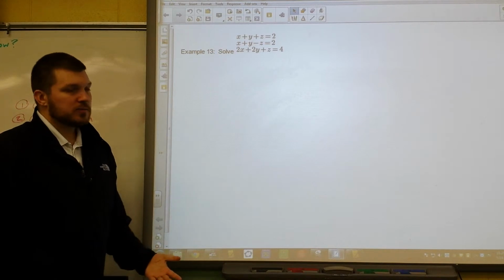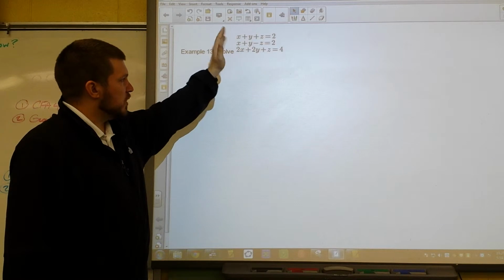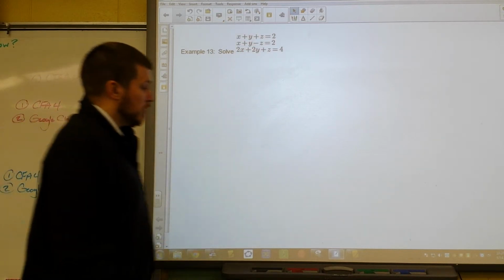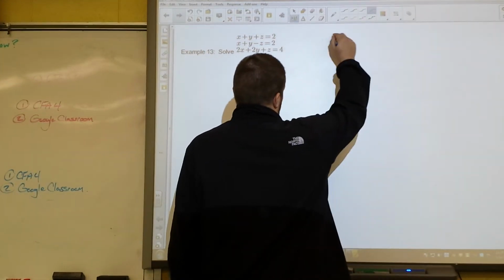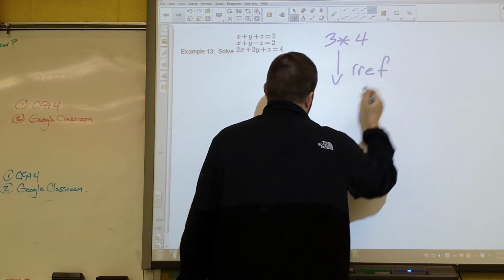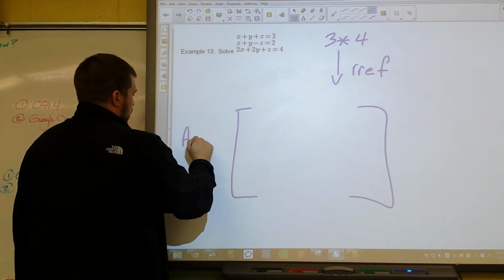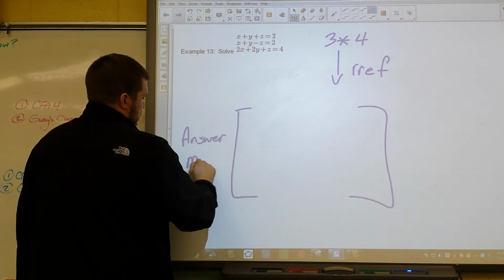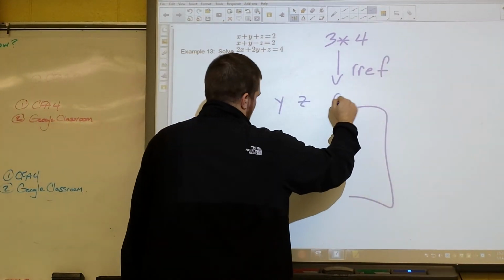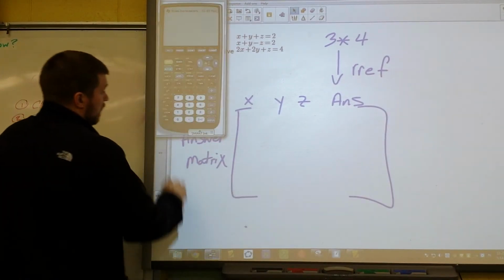Example 13. Again, I'm going to use a matrix. Looks like everything's lined up correctly. All my variables on the left, x, y, z, are lined up nicely, and all my constants on the right are lined up nicely. So I'm ready to use my matrix. I know it's going to be a 3 by 4 matrix. I'm going to use RREF in my calculator, and when I do that, I'm going to get my answer matrix, and it's going to be x, y, z, and my answer. So now let's plug everything into our calculator.